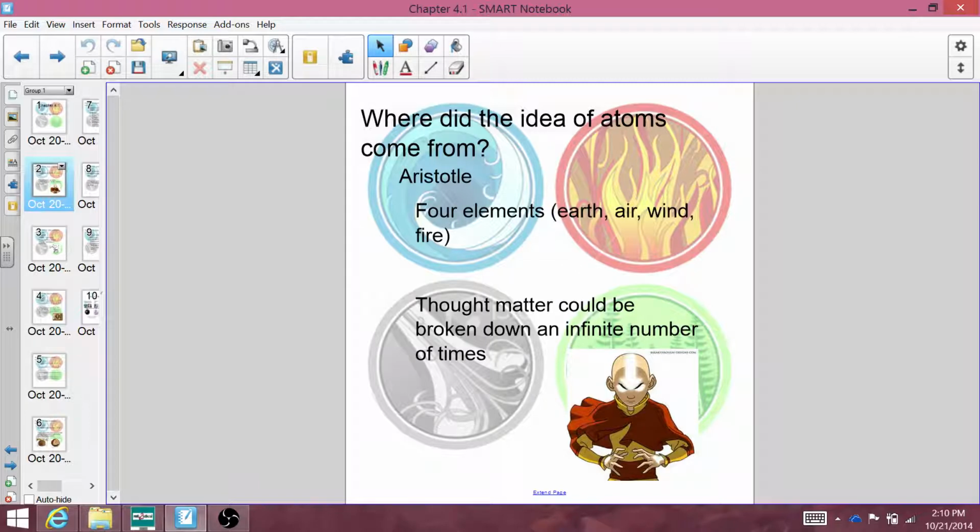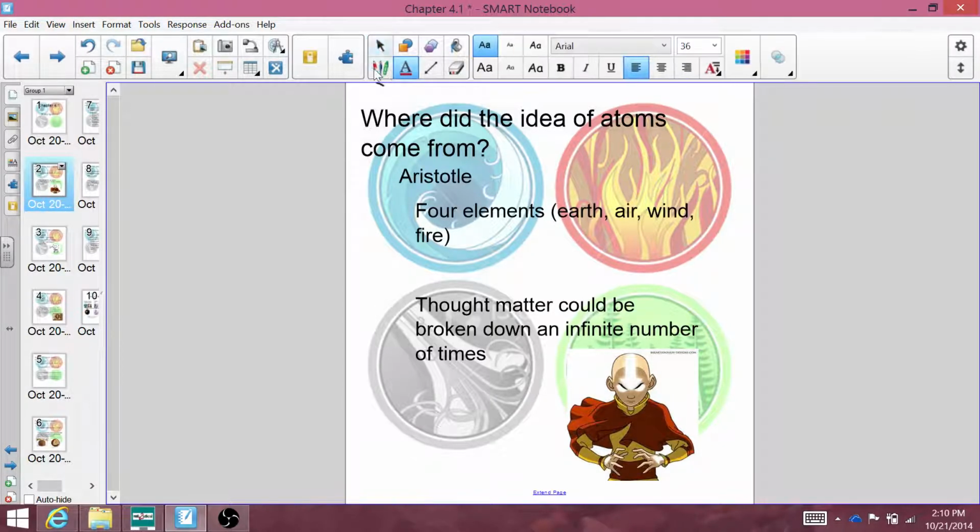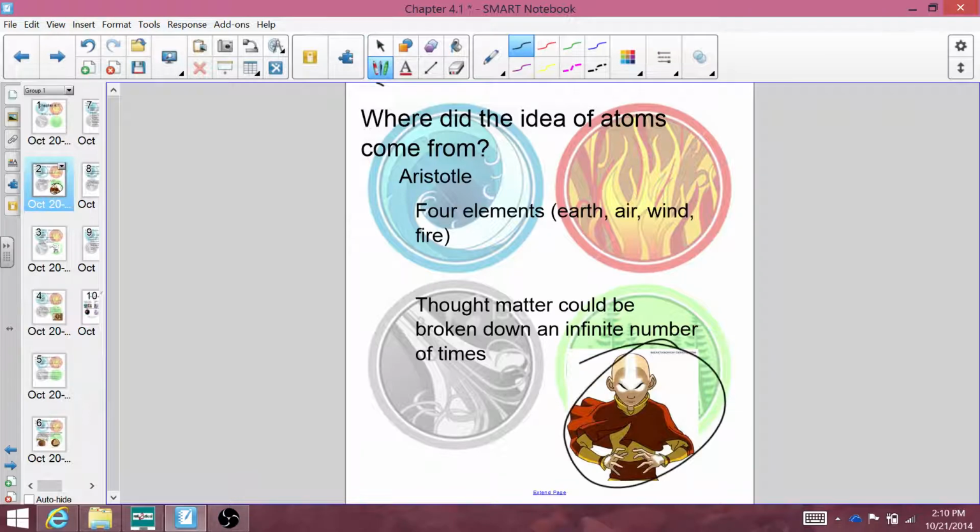So Aristotle used to think that everything was made out of 4 elements, just like the 4 beeps you just heard for the beginning of class. And he thought that the 4 main elements were earth, air, wind, and fire. So those of you out there who like to watch The Last Airbender, this is where this kind of idea comes from. And Aristotle thought that these 4 elements could be broken down an infinite number of times, meaning no matter how small a piece of those elements you had, you could always make them smaller.